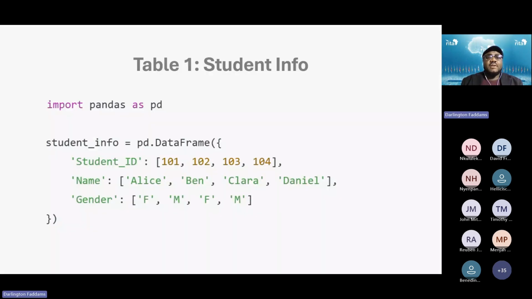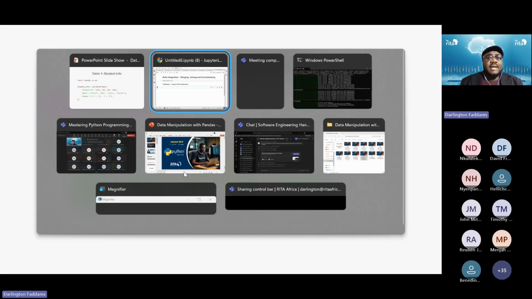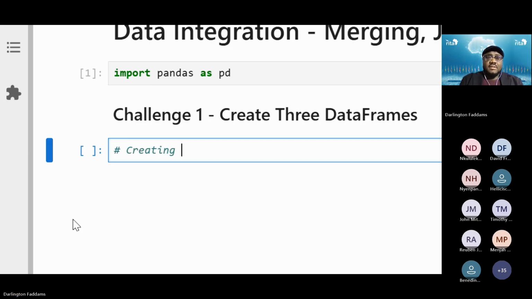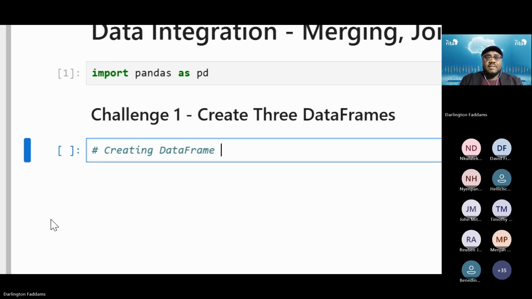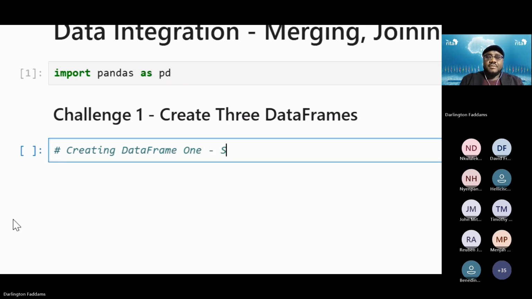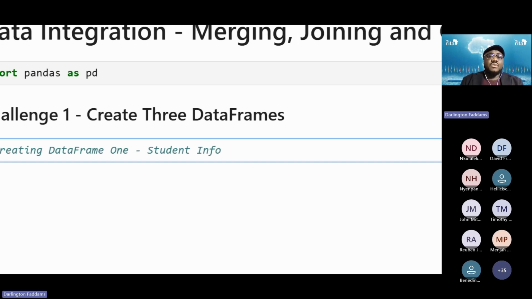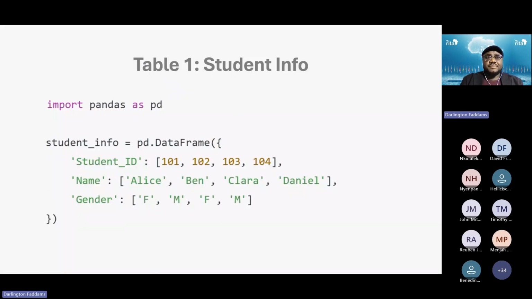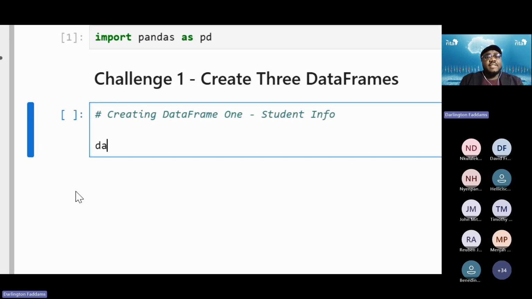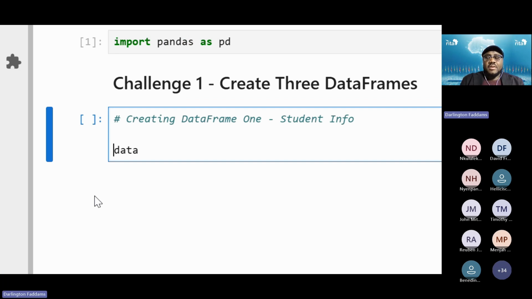And our first data frame is called student info. So I will put a comment here quickly and say creating data frame 1, student info. So for this student info, what I will do is create the data first. Let me call it student info data. Then this is going to take my dictionary. This is going to be my dictionary.